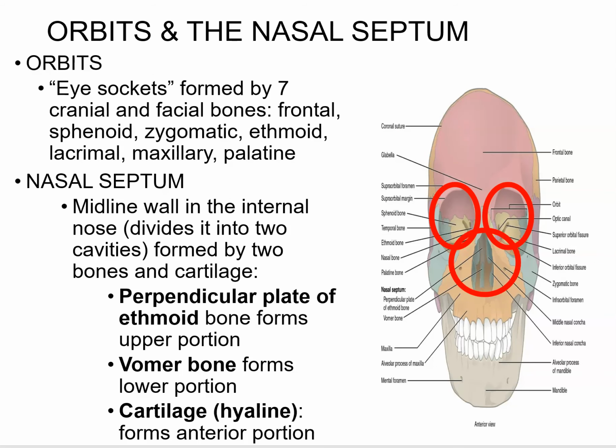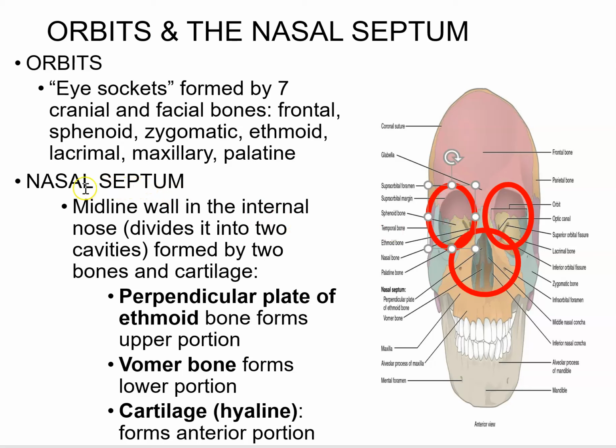The eye orbits, or sometimes people call them eye sockets, are formed by 7 of the cranial and facial bones, so a combination of those, and they are listed here. These are your 2 eye orbits, and if you look, you can see the frontal bone, the sphenoid bone, the zygomatic bone, the ethmoid bone on the inner side, the lacrimal bone just anterior to the ethmoid bone, the maxillary bone, and the palatine bone, which is really, really difficult to see in this picture, but very deep inside of there is a palatine bone.